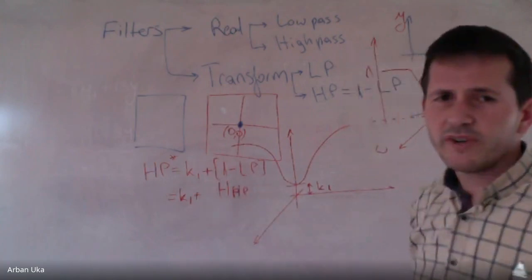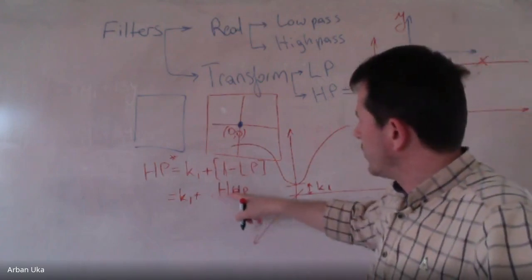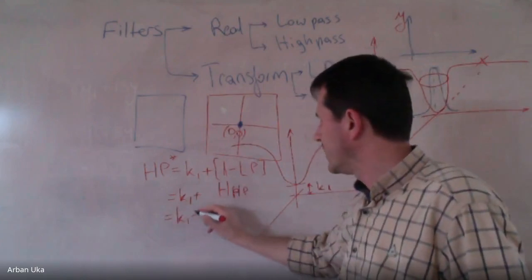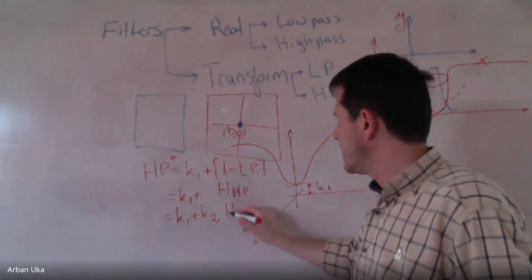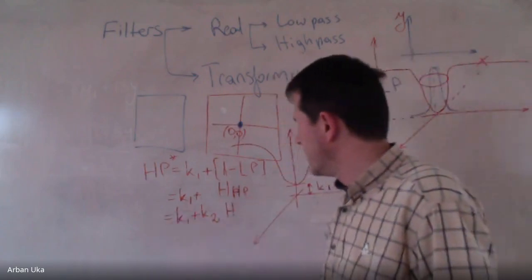But we can modify this a little more, such that we can add more components of the high-pass filter, and we can write this new expression as k1 plus k2 times this traditional high-pass filter. Let me write this one, traditional high-pass, like this.